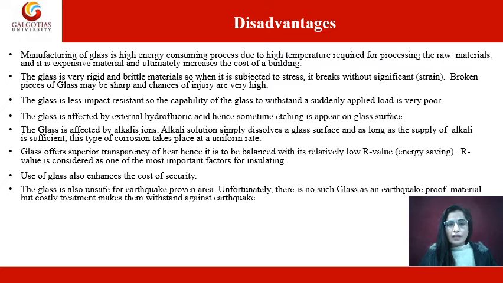Manufacturing of glass is a high energy consuming process due to the high temperature required for processing the raw materials, and it is an expensive material that ultimately increases the cost of a building. Glass offers superior transparency to heat, hence it has to be balanced with its relatively low R value, which affects energy saving, and R value is considered one of the most important factors for insulating. The use of glass also increases the cost of security. Glass is also unsafe for earthquake prone areas. So these are some disadvantages of glass.